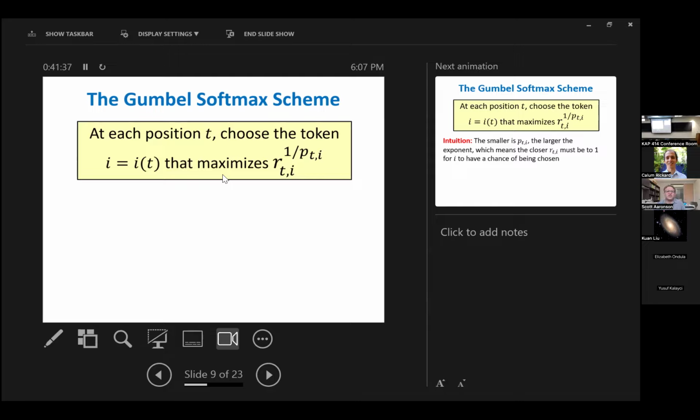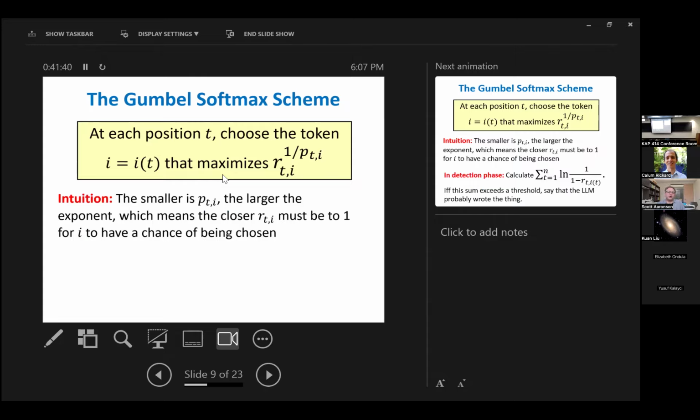Okay, so if you think about what this does, the smaller is the probability, p_ti, the larger is the exponent, 1 over p_ti, right? Which means that raising r_ti to that power is suppressing it, pushing it further and further towards zero, which means the closer that r_ti would need to be to one in order for there to be any chance that you're going to choose i at this time, which means token i is less likely to be chosen, which is exactly what should happen if p_ti is smaller. Okay, so that's the intuition.